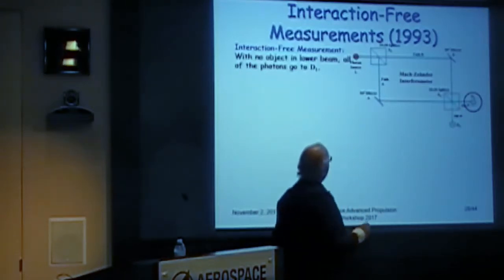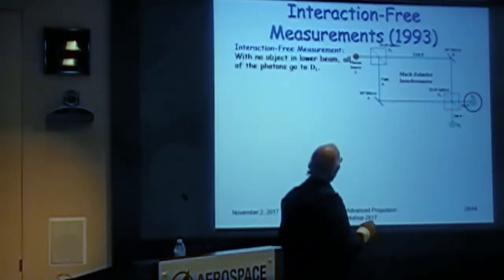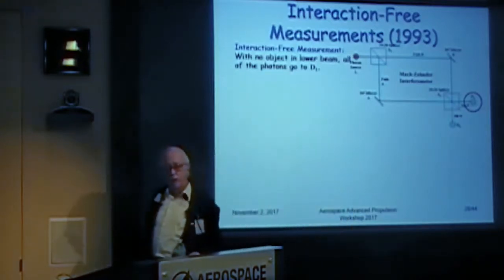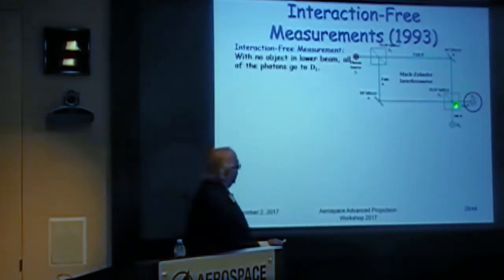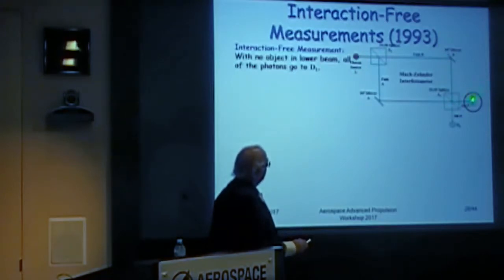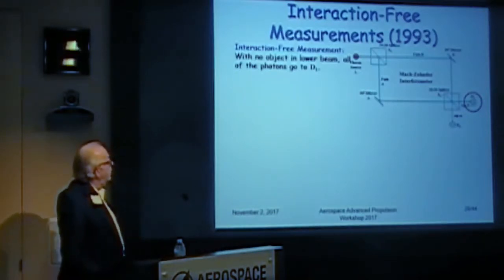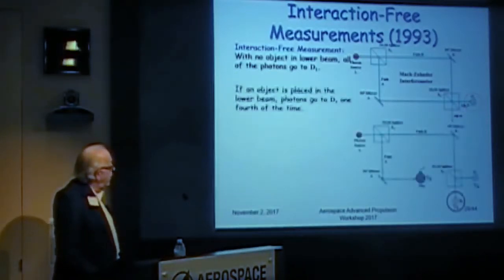The reason is that to get here, light from here bounces once on this mirror and bounces 3 times on this mirror, and that flips the phase around so that they cancel. Whereas going here, you get 2 bounces going this way and 2 bounces going this way, and so they don't cancel. They reinforce.